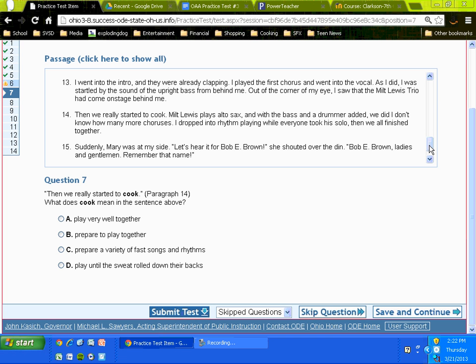Good. Milt Lewis is playing with him. Are they playing well together? Excellent. So they're all together on stage playing well together. What does cook mean in the sentence above? A, they play very well together. B, they prepare to play together. C, they prepare a variety of fast songs and rhythms. D, they play until the sweat rolls down their back. Get rid of one, Sarah. Why are we getting rid of B?